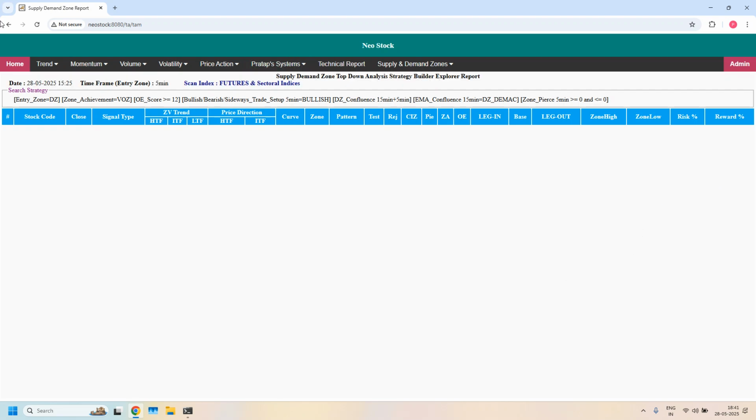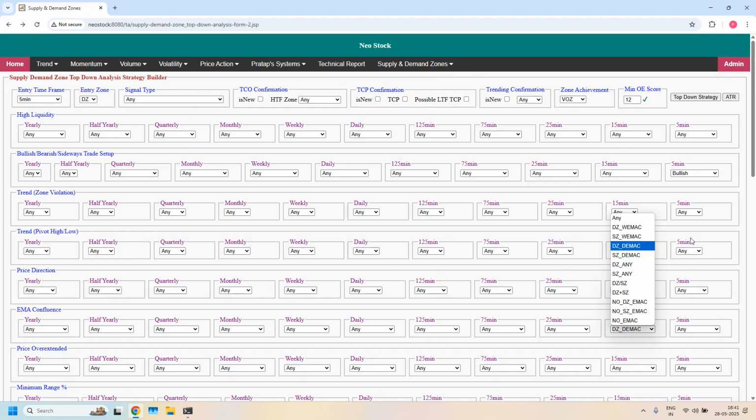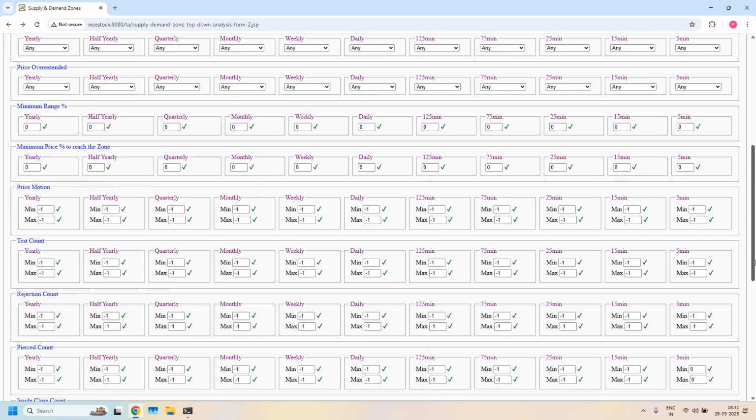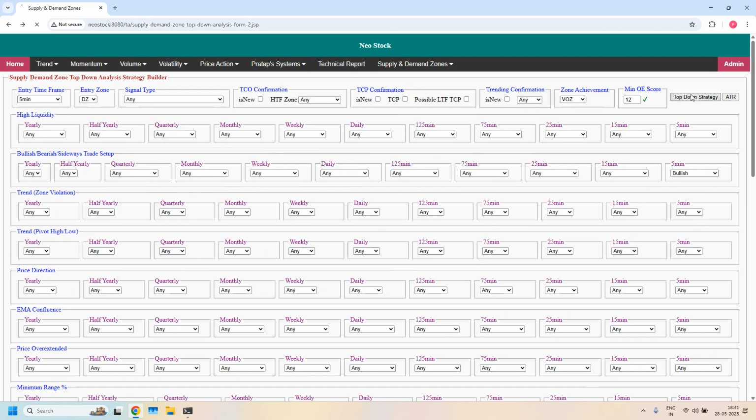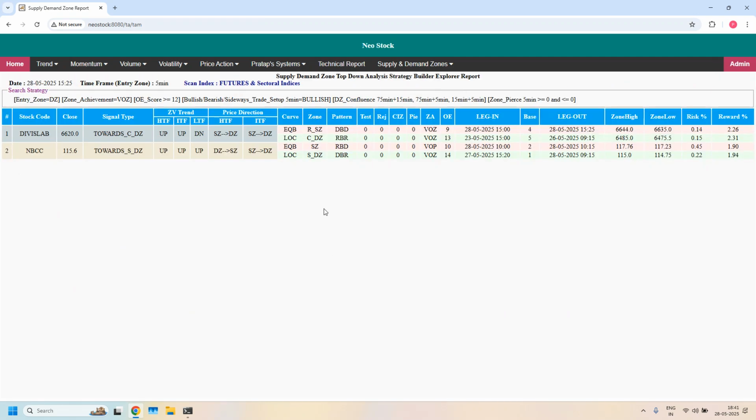Next, we'll look into LTF, ITF, HTF demand zone confluence supported stocks. Remove EMA filter. Demand zone confluence, 3 filters we have to set. First one already enabled. Next 5 minutes and 75 minutes. 15 minutes and 75 minutes demand zone confluence. With all the 3 filters, we got 2 stocks. In these 2 stocks, these 5 minutes demand zones are overlapped with 15 minutes demand zone. Both together again overlapped with 75 minutes demand zone.